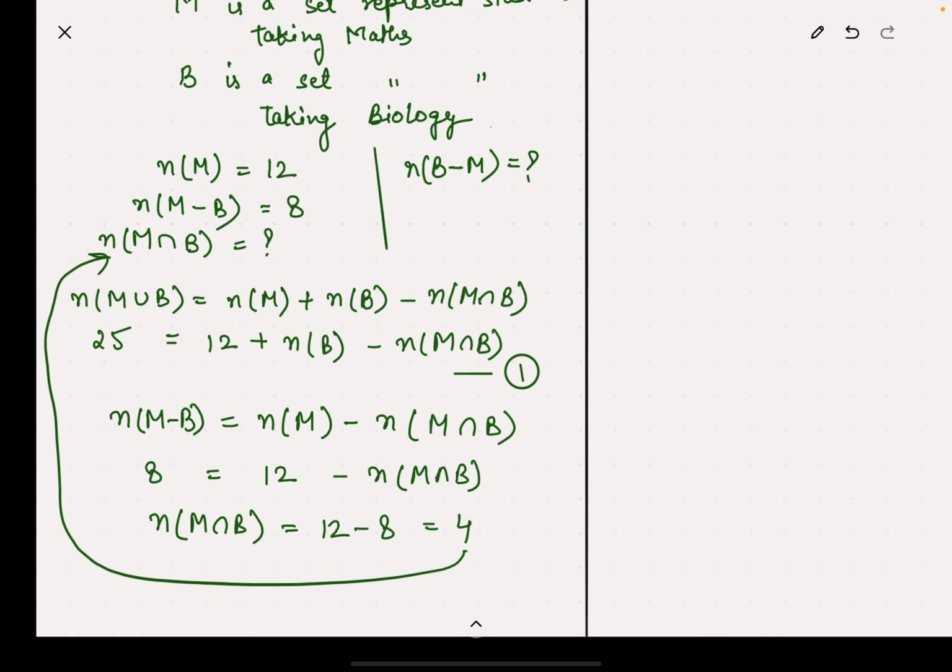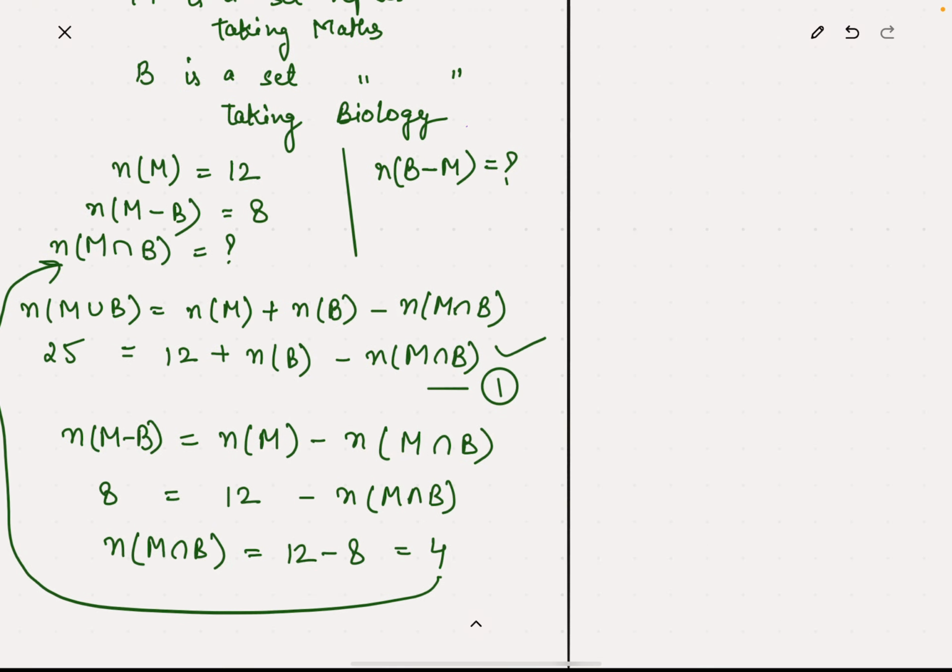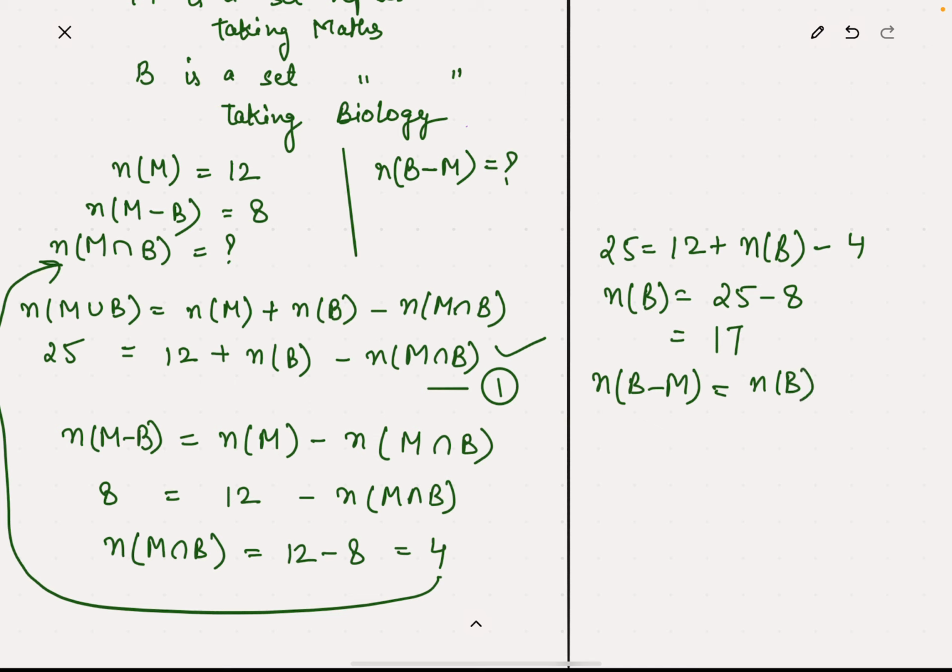Now just replace it in the first equation. So here 25 equals 12 plus n(B), which we don't know, minus n(M intersection B) which is 4. So n(B) will be equal to 25 minus 8, and this will result in 17. So n(B) is 17. Now we need to find n(B minus M), which equals n(B) minus n(B intersection M). We know n(B) here is 17, minus the intersection, which is 4. So the answer is 13. So this is our second part answer.